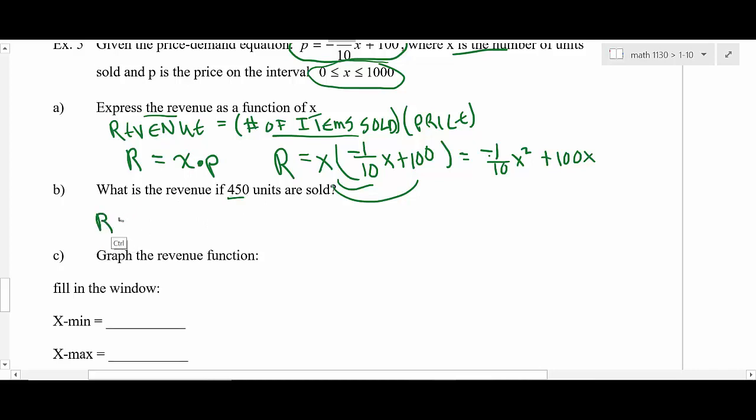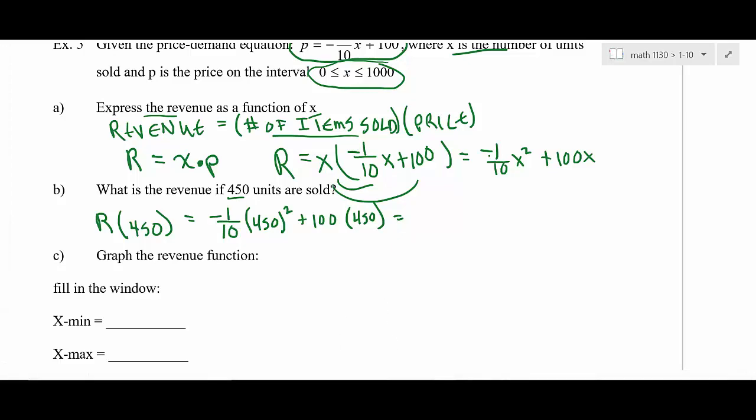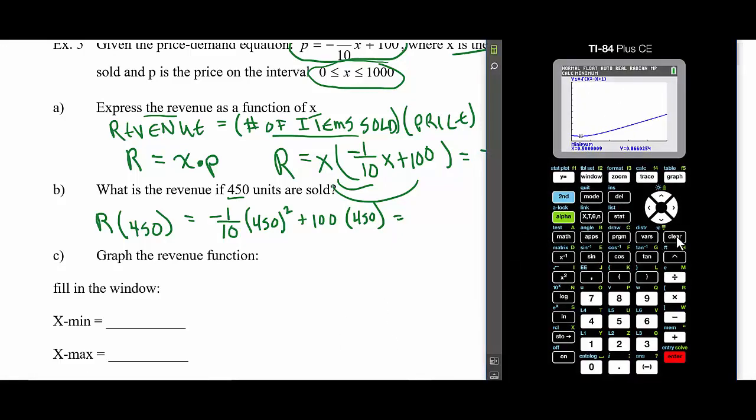So what you would do is you would evaluate that function at 450. So I'm just going to take this function where I see an x, and replace that with 450 squared plus 100 times 450. Now I'm just going to do this on the calculator, and then we'll do the optimization next.